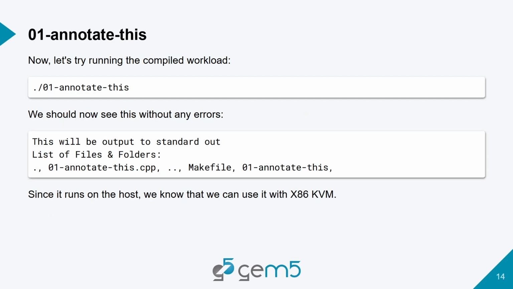So if we run this address version M5 op annotated program on the codespace, we will find that it will not have the illegal instruction error anymore, which means that we can use it with x86 KVM.